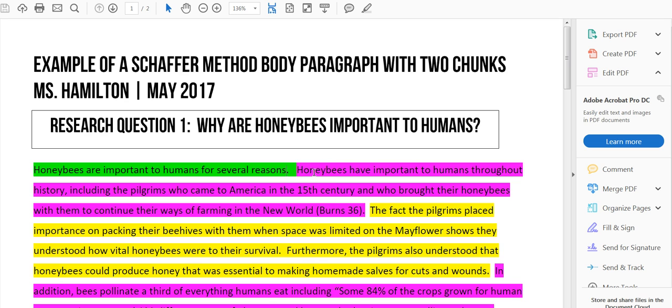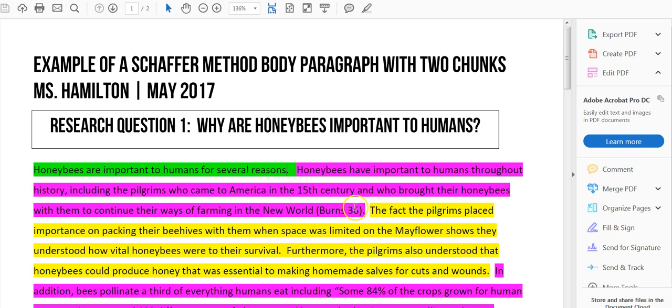I have decided to begin with my book source. I have summarized this information or paraphrased it in my own words. Honeybees have been important to humans throughout history, including the Pilgrims who came to America in the 15th century and who brought their honeybees with them to continue their ways of farming in the New World.